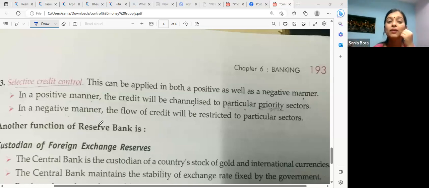And negative manner is basically, for example, alcohol. There is one department for alcohol. See, alcohol is not a good thing. Tobacco and all that. Earlier I was giving 20-20 rupees to everyone. Now I say I won't be giving any fund to this particular sector. So in a negative manner, the flow of credit will be restricted to a particular sector.